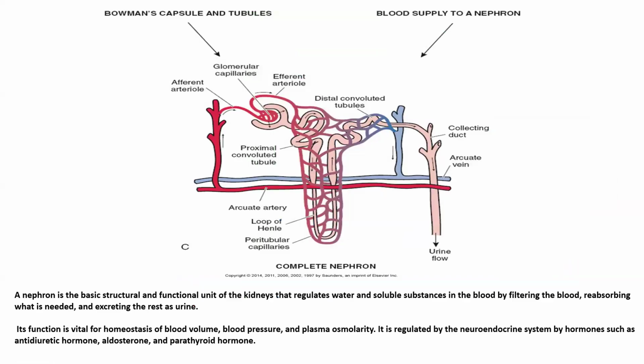So that nephron is the basic structural and functional unit. It regulates the water. It regulates the solutes in the blood by filtering it and by reabsorbing what is needed and getting rid of the rest as urine. This is vital in order for you to maintain your blood volume, your blood pressure, and your plasma osmolarity. And it's regulated by the neuroendocrine system and by hormones like antidiuretic hormone, aldosterone, and parathyroid hormone. So therefore, you need to know how those work in the body.